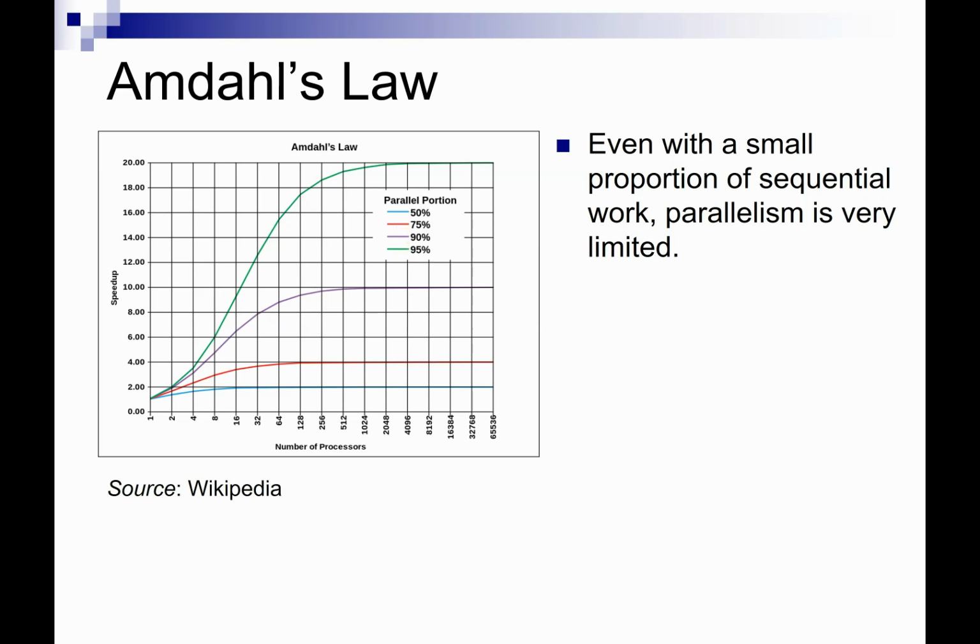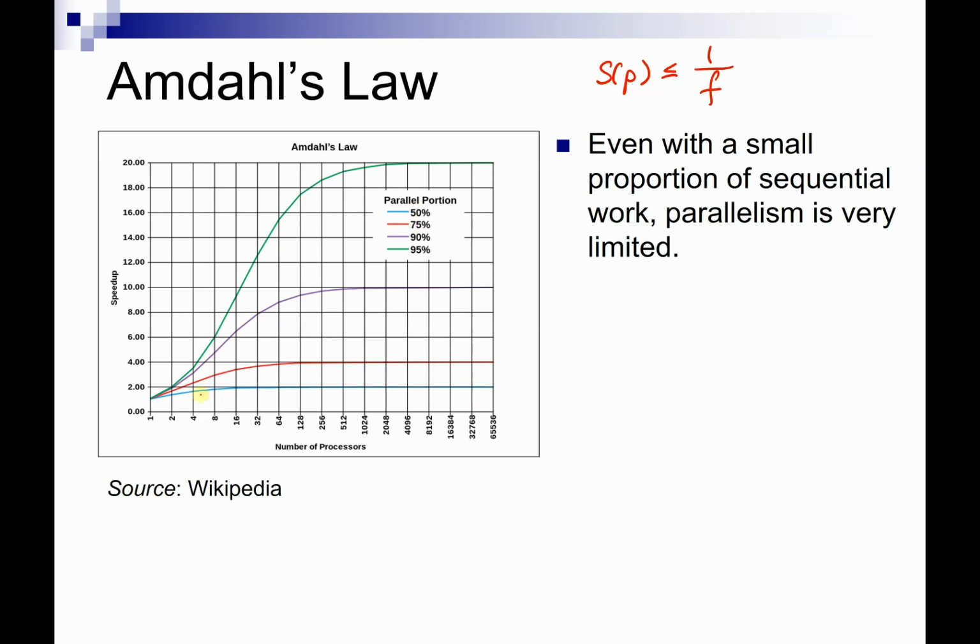Now remember that Amdahl's law says that S of P, the speed up you get with P processors, no matter how many processors you have, is going to be at most 1 divided by f. So for this 50% case, we have f equals 1/2, and so the speed up is less than or equal to 2. For this 50% sequential part, your speed up is never going to be more than 2.